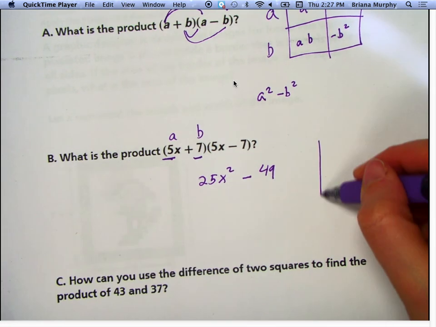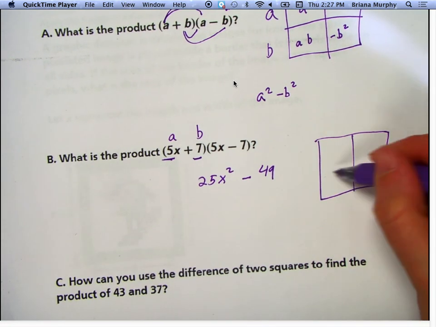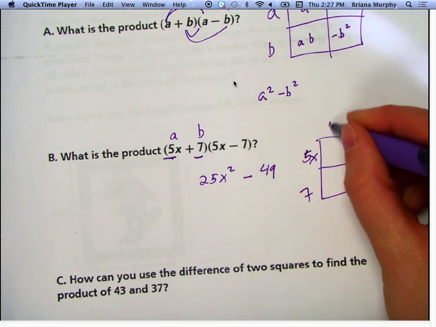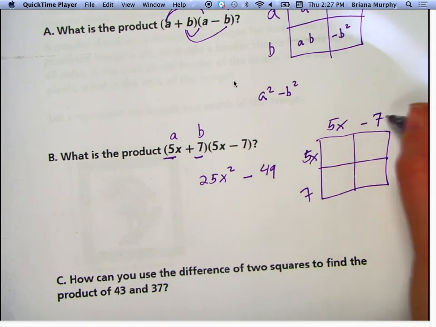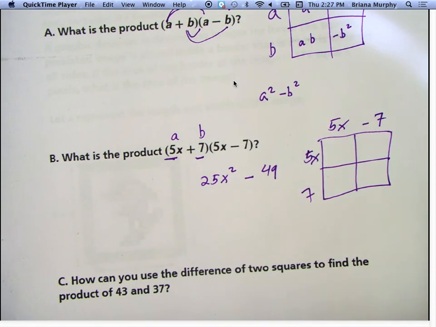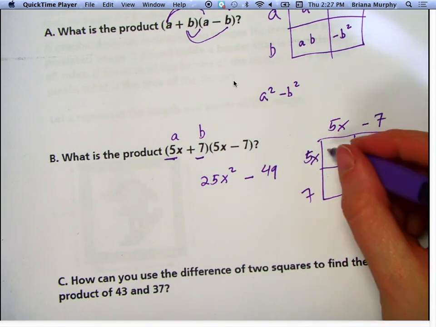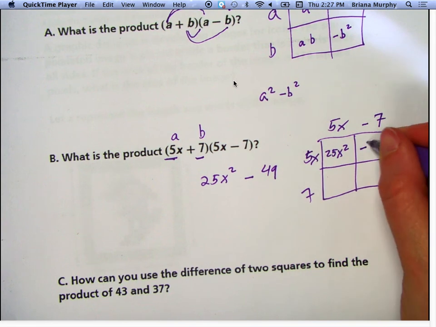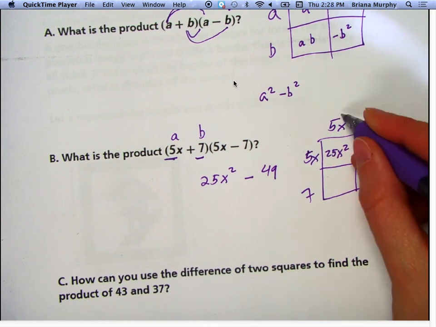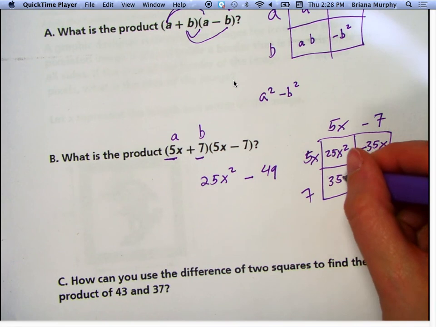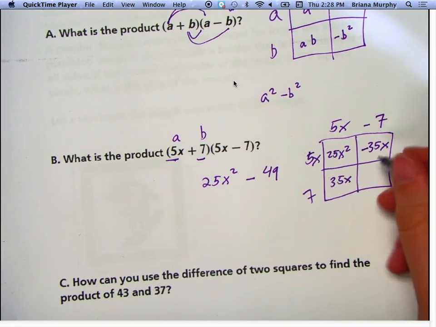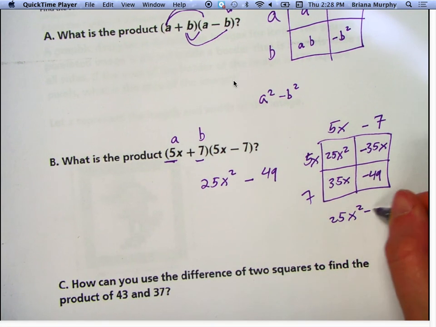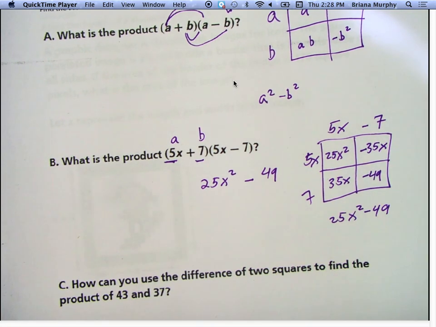Again, I don't like to remember all these rules. I just put it in the box method. 5x times 5x gives me 25x squared. 5x times negative 7 gives me negative 35x. 5x times 7 gives me positive 35x. 7 times negative 7 gives me negative 49. I get 25x squared minus 49 because 35x and 35x cancel each other out.